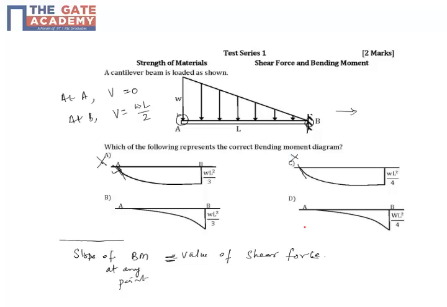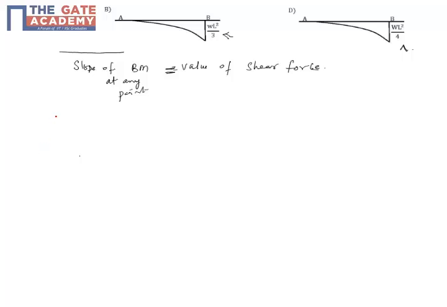Now for B and D, let's check the slope at B. The slope at B has to be WL by 2, a finite slope, which is represented both here and here. So the only difference between B and D is the value of the bending moment. From the slope we have eliminated A and C, and B and D are the left options. So now you need to find the bending moment value here.